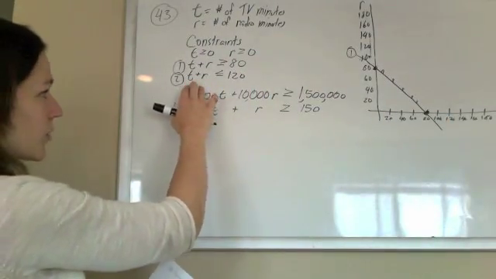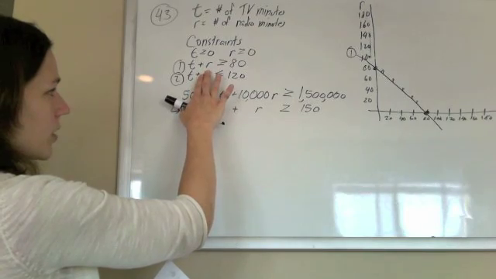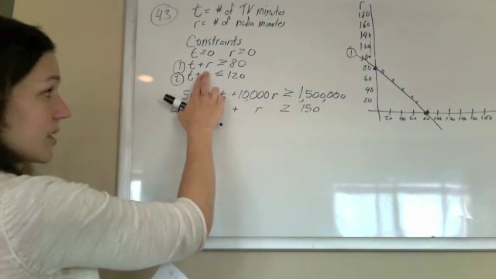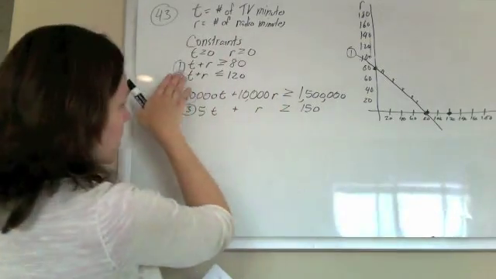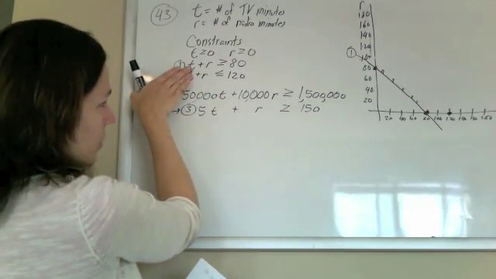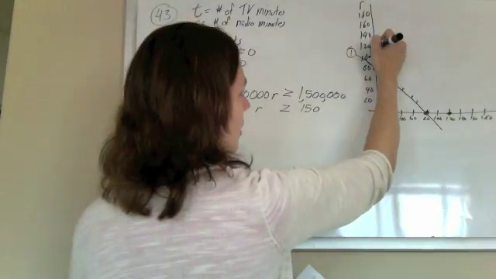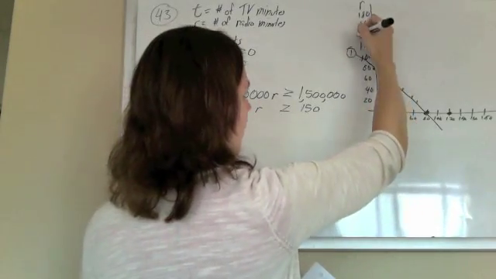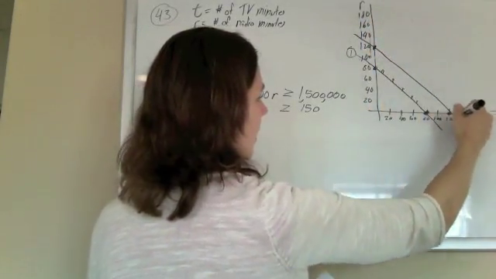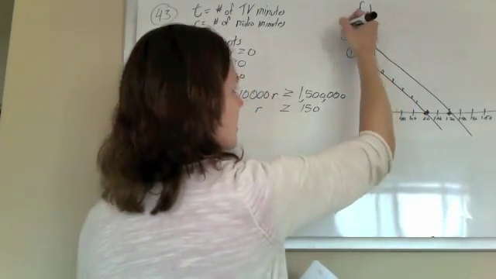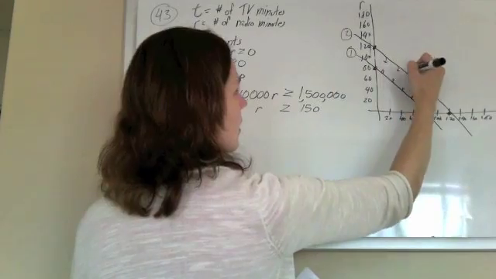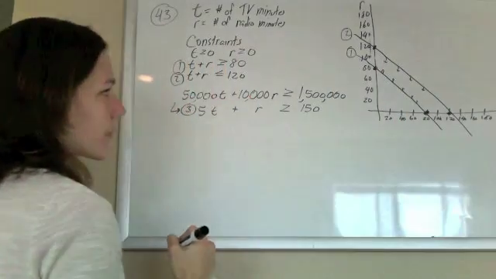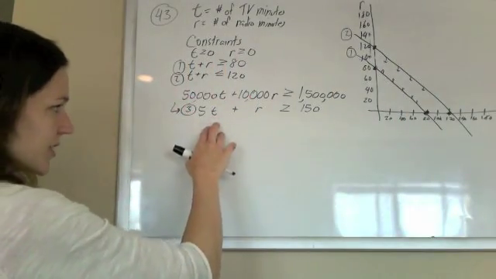Do the same thing for 2. If r is 0, just kind of block that guy out. T will be 120. So I've got that intercept there. If t is 0, just cover him up. R will be 120. And if all I need are 2 points to determine that line, connect those dots. There's line 2. I'm less than or equal to that line, so I'm beneath him.